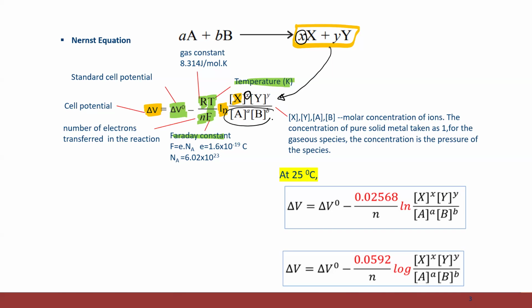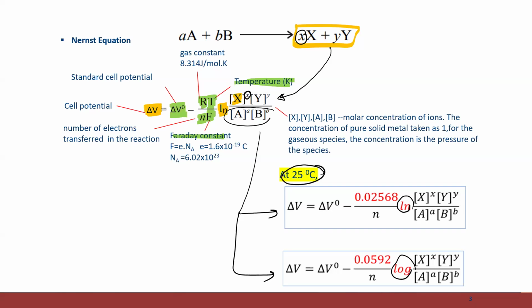Do you understand the difference between standard and non-standard conditions? In non-standard conditions, we use this particular equation. However, we can simplify it. If the temperature is 25 degrees Celsius, we can simplify this equation to one of these. The difference between these two is that here you have ln, and here you have log. Both are true, depending on whether you like to use ln or log on your calculator. Are we good? Any question? No?